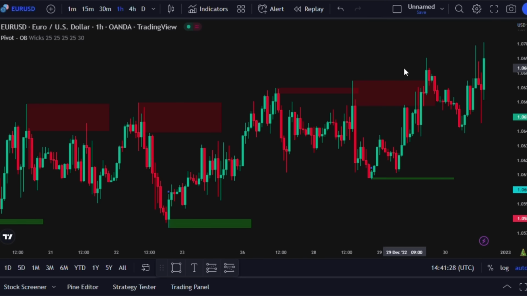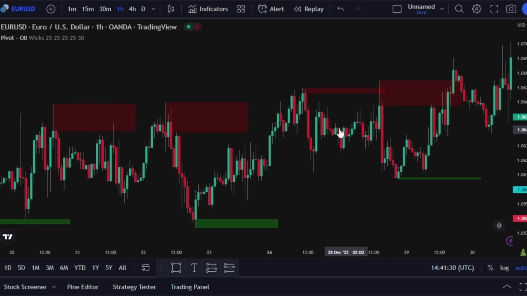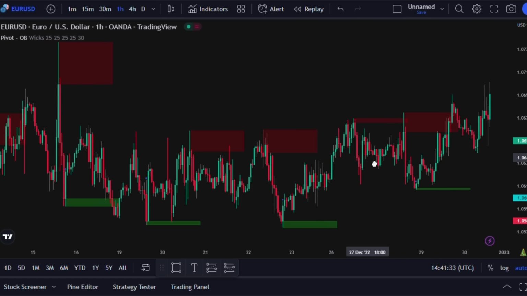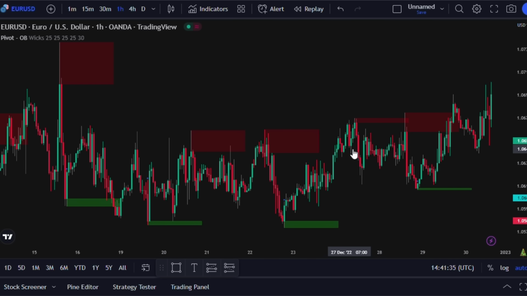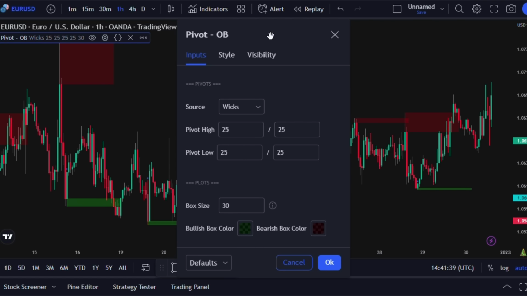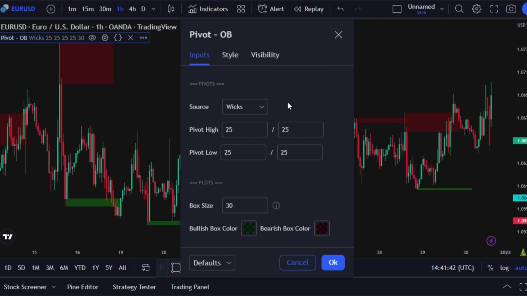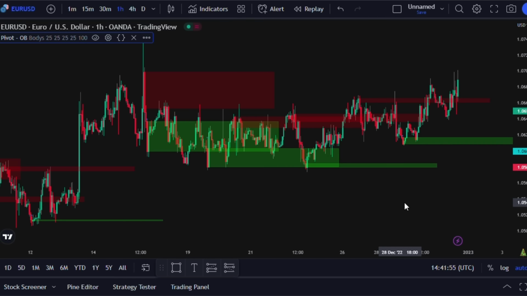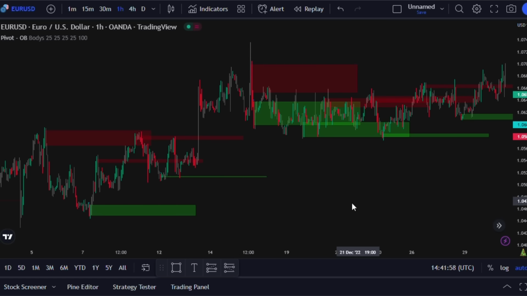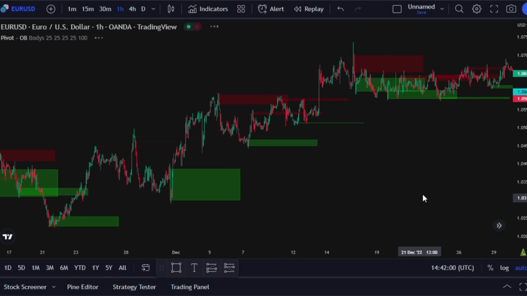Now, as you can see, we have added the indicator to our chart. Let's quickly review its settings. When I double-click on this bar, the settings menu opens. Here, in the first tab, I change the wicks to bodies, and here I adjust the box size to 100 and then click the OK button. As you can see now, the indicator added these red and green order blocks to our chart.